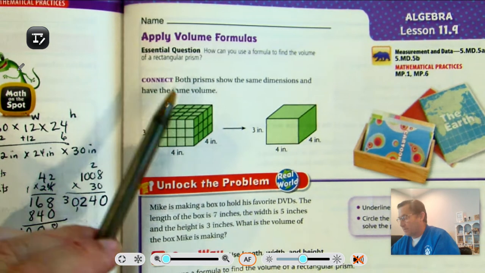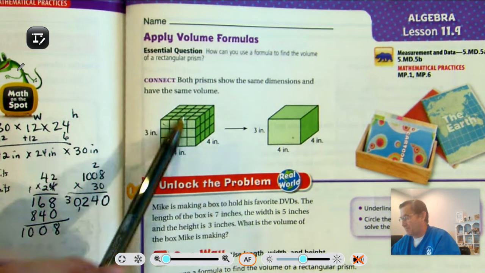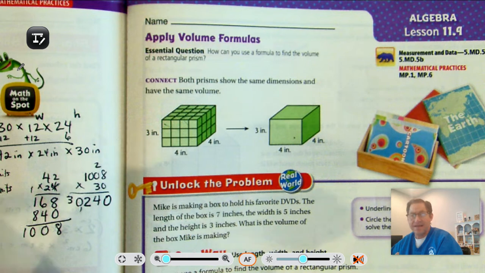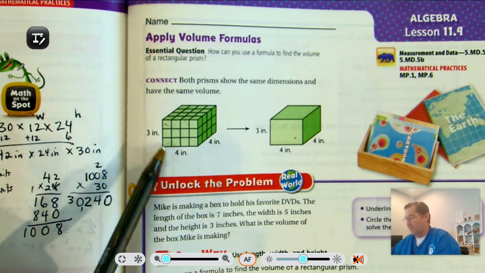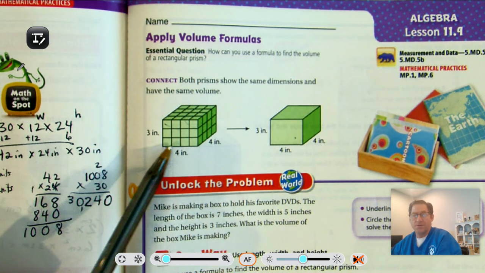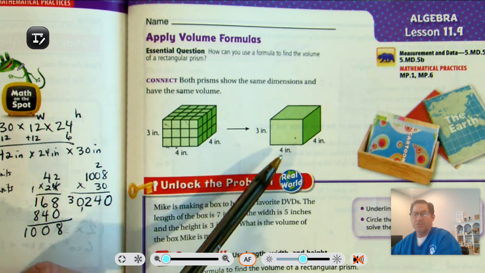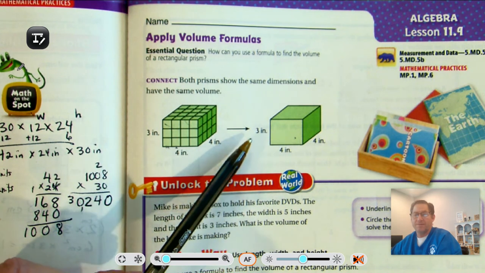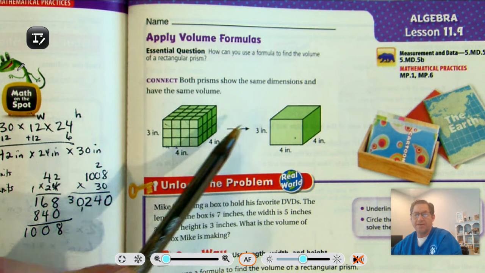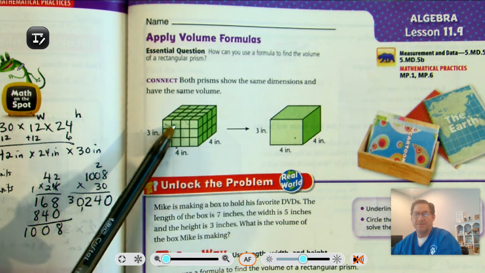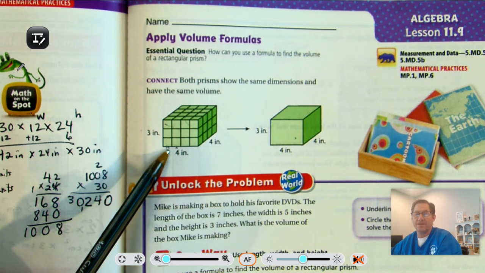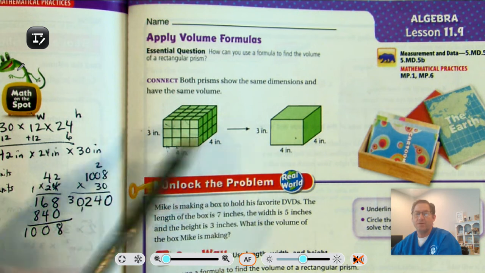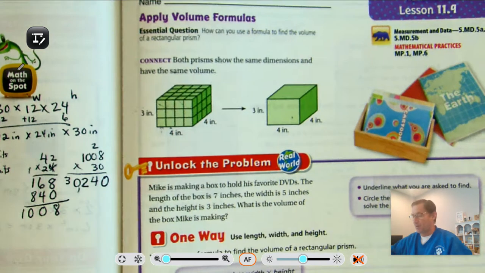So keep in mind that both of these prisms have the same dimensions and have the same volume. Here we are basically being shown cubes. But if we just drew the prism, this 3 inches is the same as the 3 inches on this one. So if you have 3 times 4 times 4, they would be the same, right?